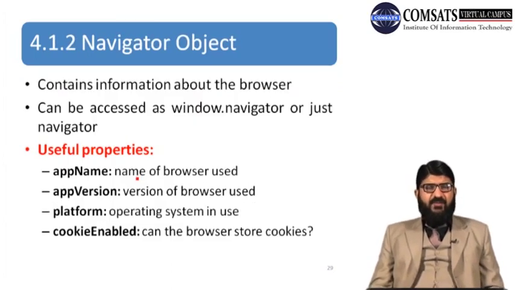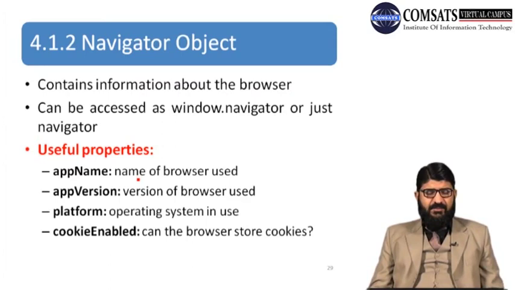The second one for the DOM object is the navigator object. Navigator object basically contains information about the web browser, and navigator object can be used with windows.navigator or just the word navigator. So the attributes for the navigator object are app name. So app name is going to mention the name of the browser that is used.